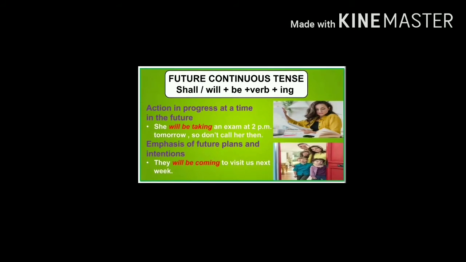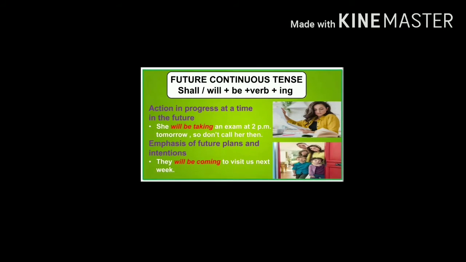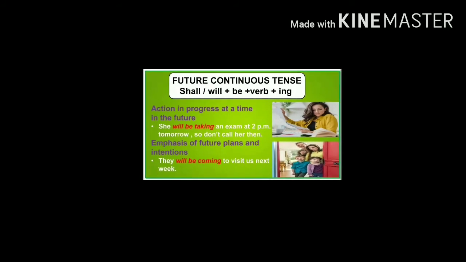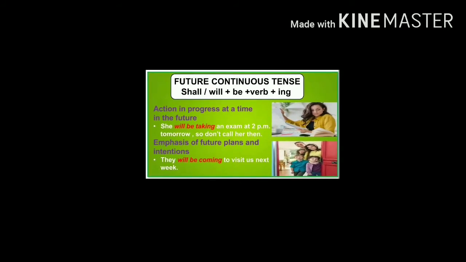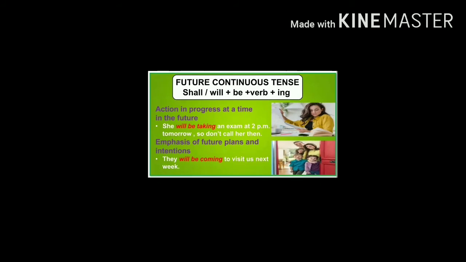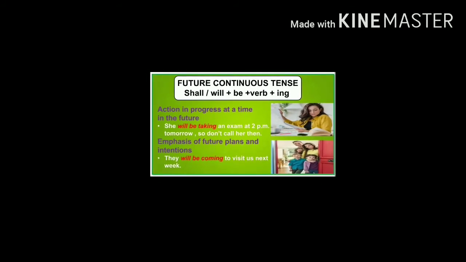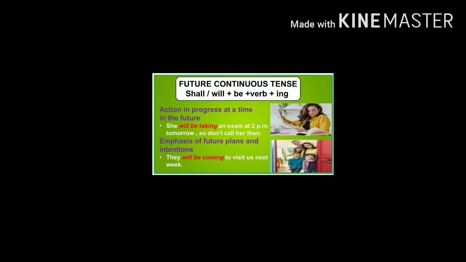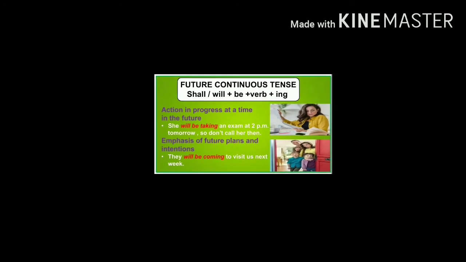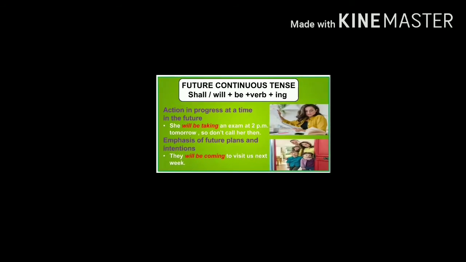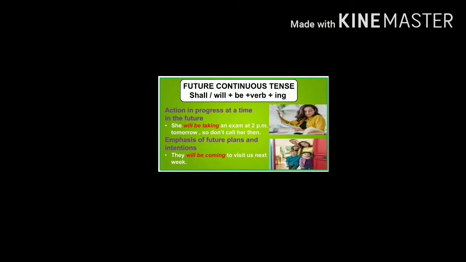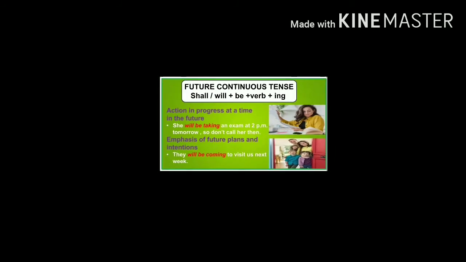The first one is an action in progress at a time in the future. Example, she will be taking an exam at 2 p.m. tomorrow. So, don't call her then. The second one is emphasis of future plans and intentions. Example, they will be coming to visit us next week.